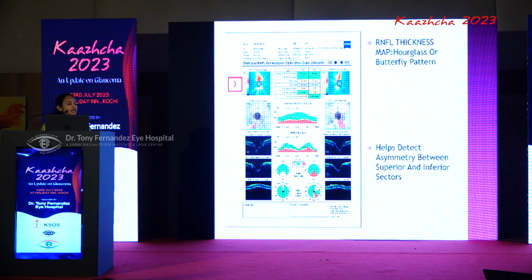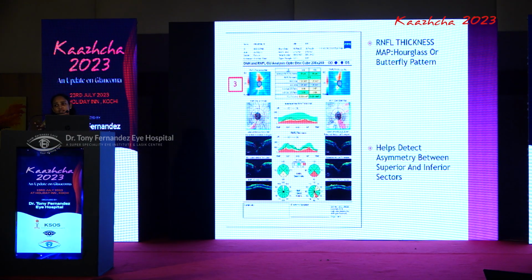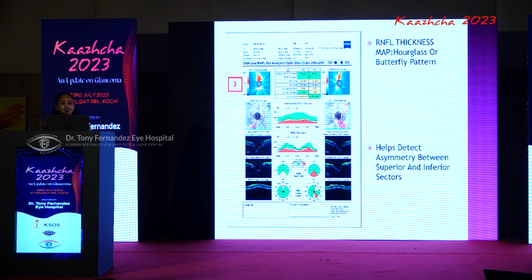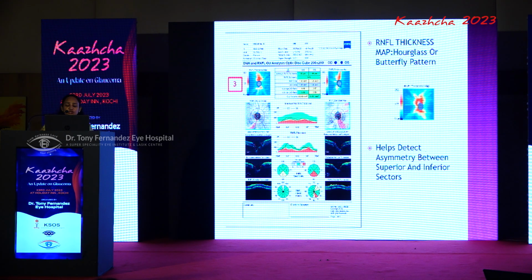Then you have the RNFL thickness map. Here, the machine measures the RNFL thickness and the color coding is given. Thicker RNFL is indicated in the warm colors, that is the red and the yellow, and the thinner RNFL is indicated in shades of blue. So where do you get the thicker RNFL? The RNFL is thicker in the superior and the inferior quadrant. So you get a butterfly pattern of hot colors in a normal patient. Whereas see this, here there is an inferior thinning, and you can see from the thickness map that the hot color is missing.